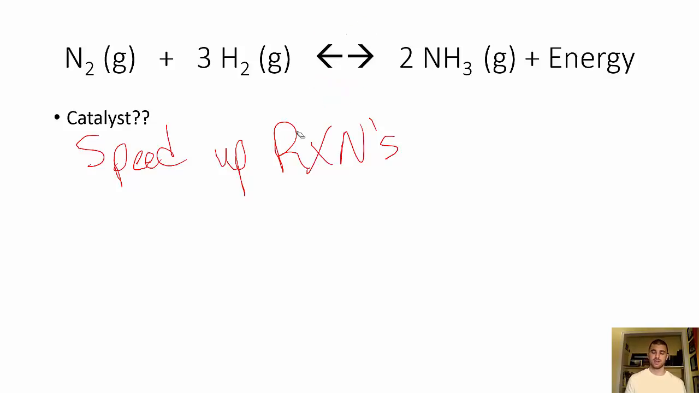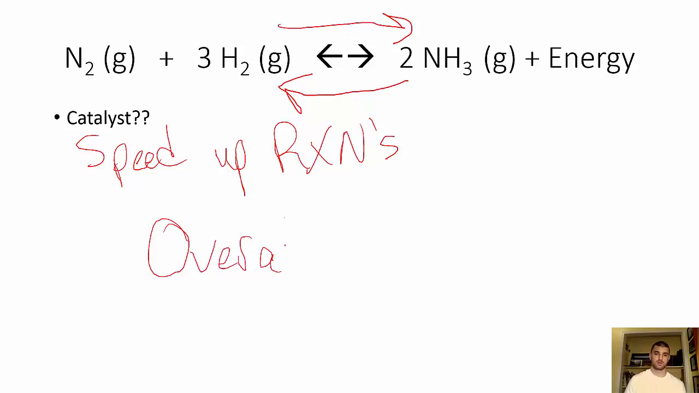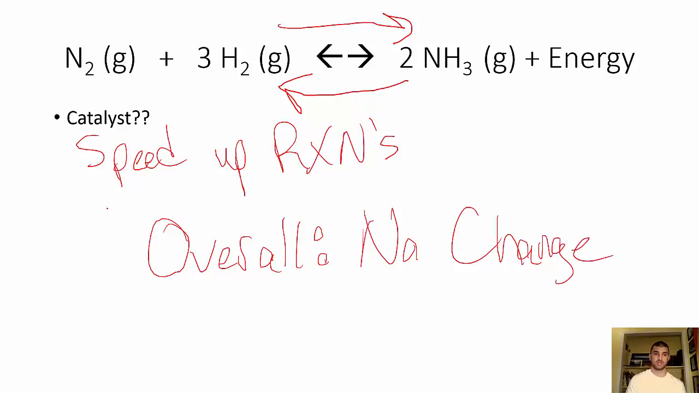It's like saying, hey, I'm going to turn this treadmill up. I'm going to make it go a lot faster, but I'm also going to make the person on the treadmill run faster. So overall, there is no change. So catalysts, equilibrium, no change. Because you're speeding up both the forward and the reverse reaction. They're both going faster, right?